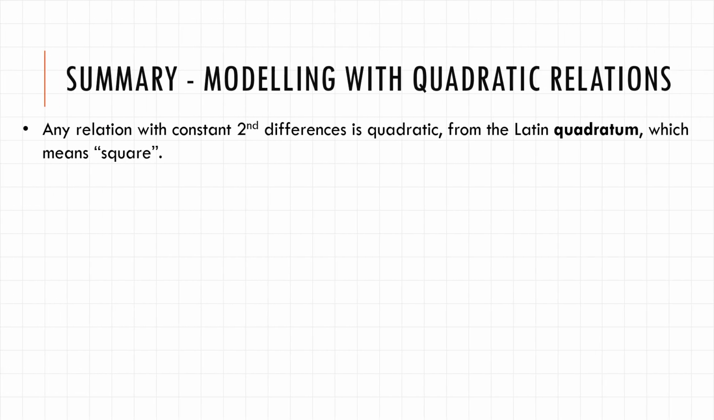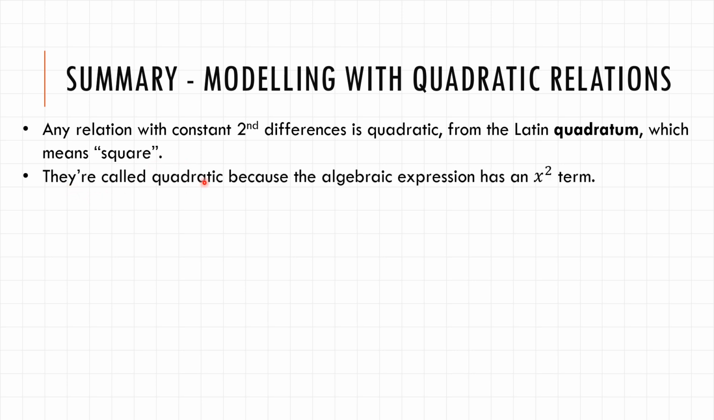So just to summarize, any relation that has constant second differences, and remember that our relation had constant second differences, the second difference was always 6, is a quadratic relation. We call it quadratic from the Latin word quadratum, which means square. These are called quadratic or square relations because in the algebraic expression, you will see a term that has x squared. You will see something squared in the relation, in the expression itself.